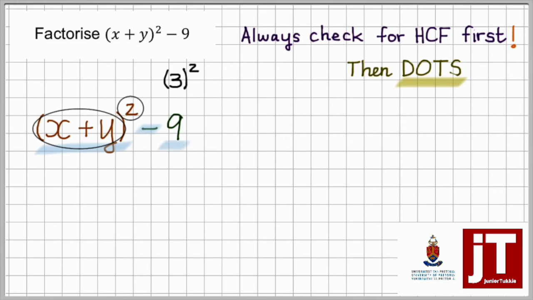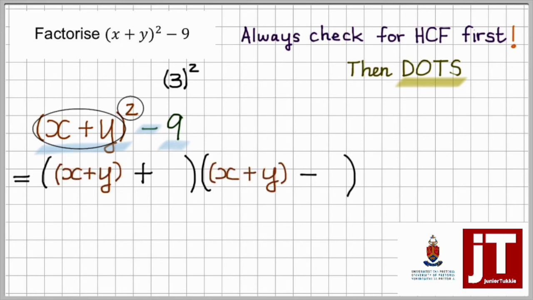We then look at the second term. It is 9, and we can obtain 9 by saying 3 to the power of 2. So 9 is a perfect square, or you can simply refer to it as a square. Now we can factorize by writing out 2 brackets, one with a plus sign and the other with a minus sign. If you take the square root of that first term, you will end up with x plus y. If you take the square root of 9, you'll end up with 3.